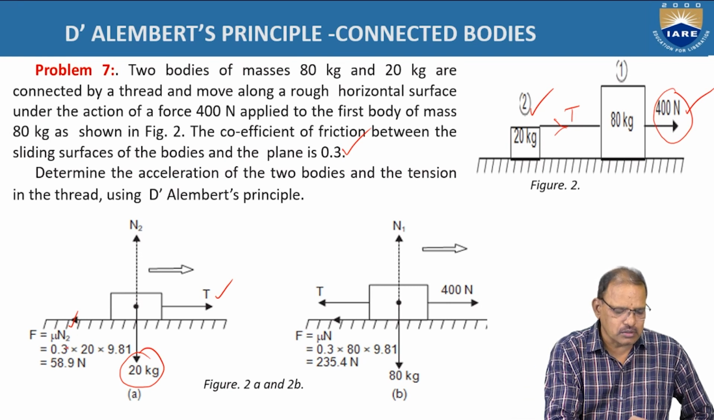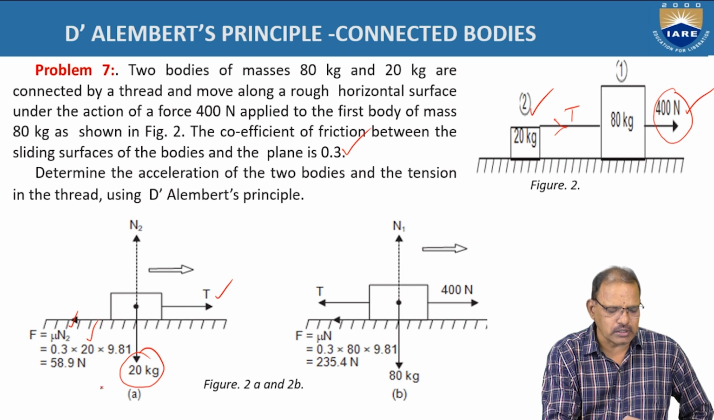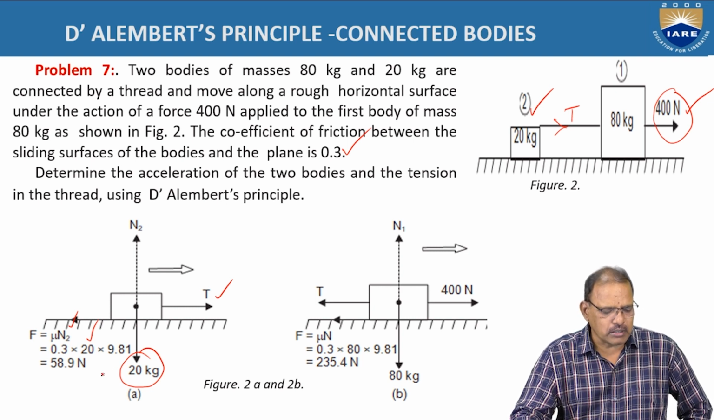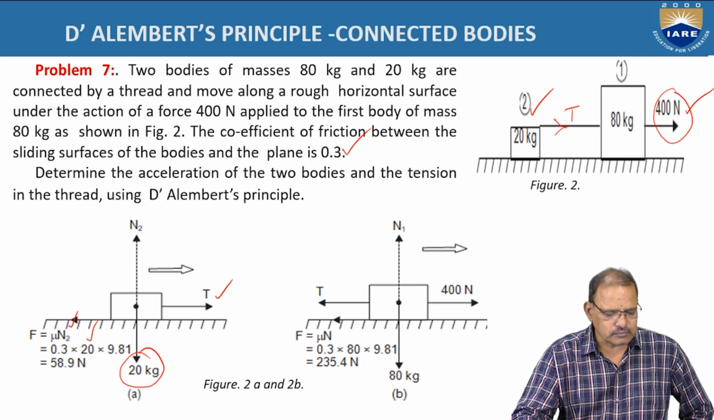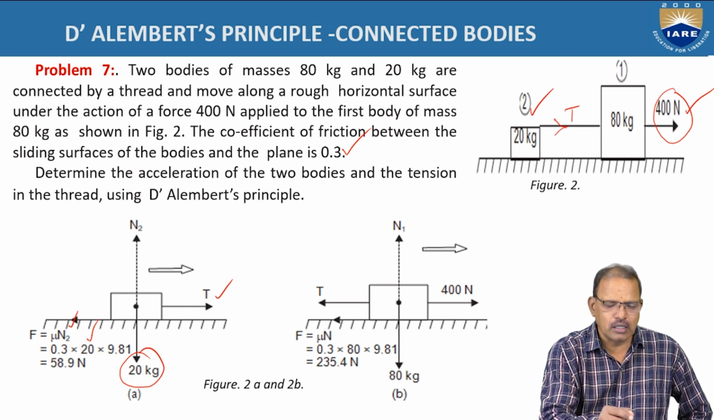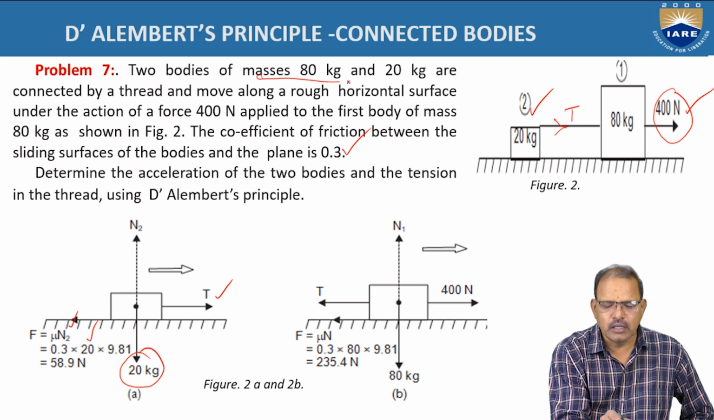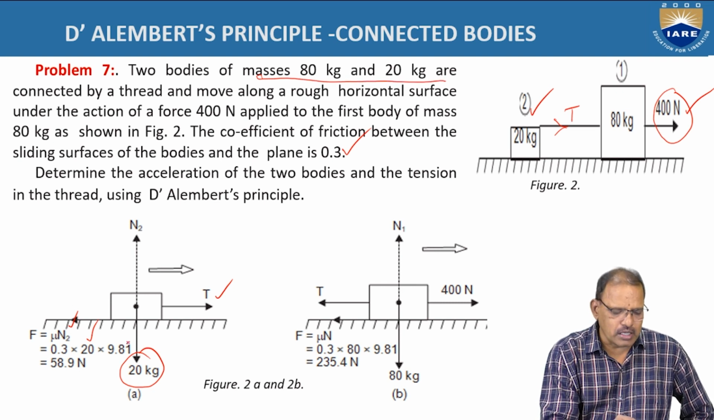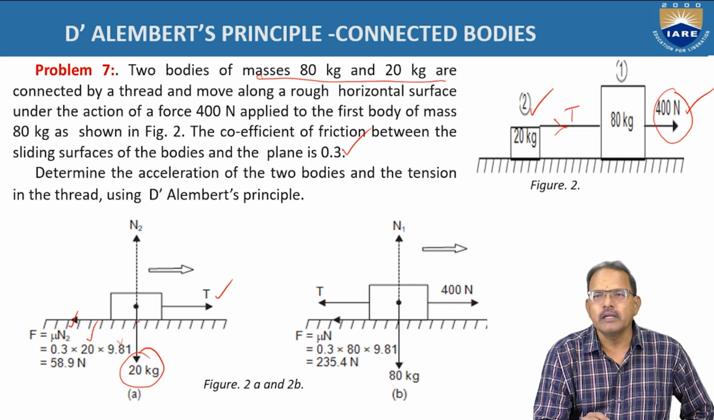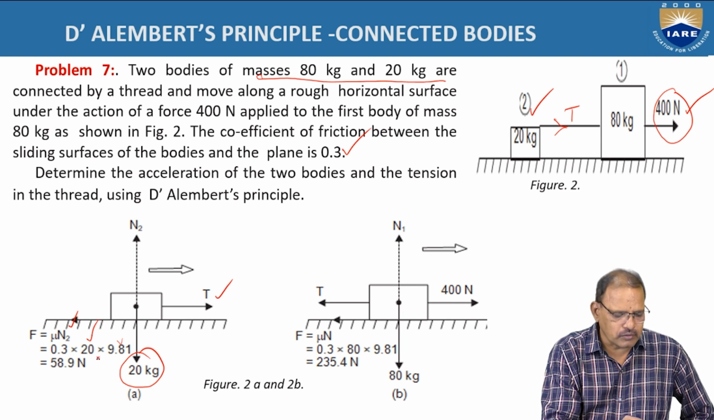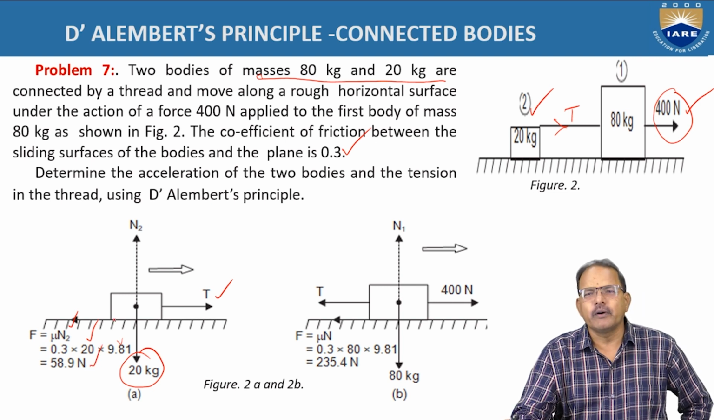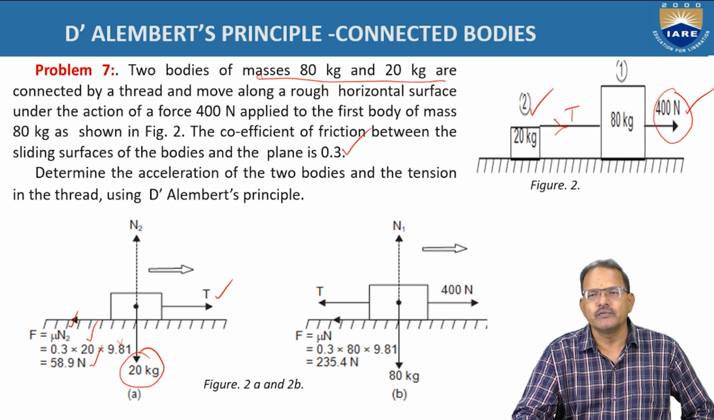So mu is equal to 0.3, the coefficient is given, and 20 kg is given. Here, 20 kg is the mass given. The masses of 80 and 20 kg are given. Hence, weight is equal to the mass multiplied by 9.81, which is equal to 58.9 newtons. This is the frictional force acting now.